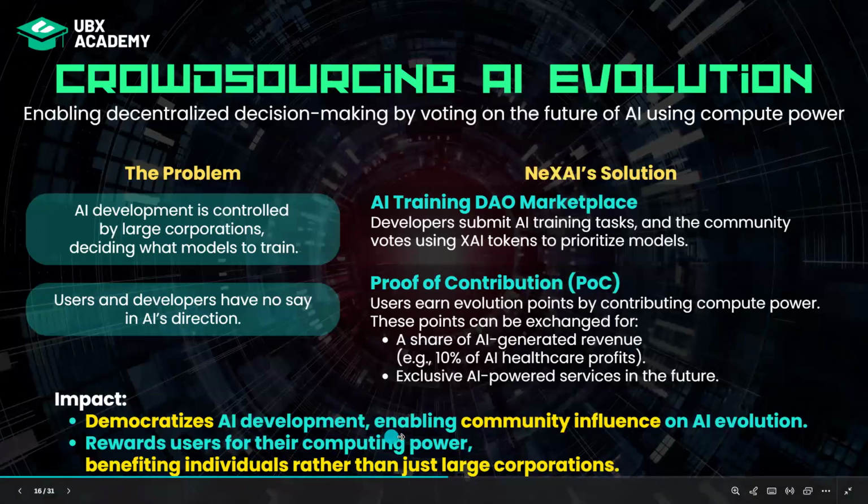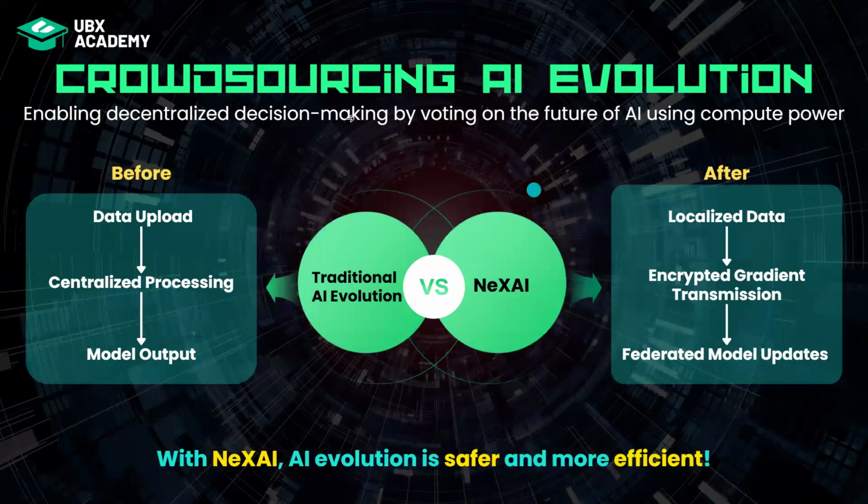Democratize AI development, enable community influence on AI evolution. So all of us will get a chance to influence the decision on which model to train, and we will get rewards for our contributing power. So it benefits individuals rather than just large corporations. So this is enabling decentralized decision making, voting for the future of AI compute power.